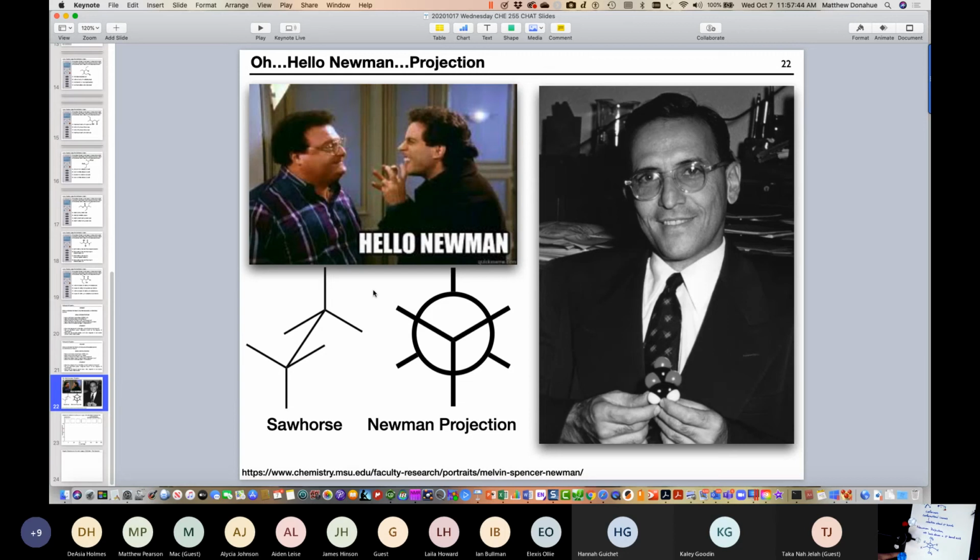So let me put in some numbers here. So this is carbon 1, carbon 2 in the front, sort of 3 in the back, and then carbon 4. See the relationship between the 2 methyl groups? We call that relationship anti. The angle between them is 180 degrees. Does everyone follow that logic?